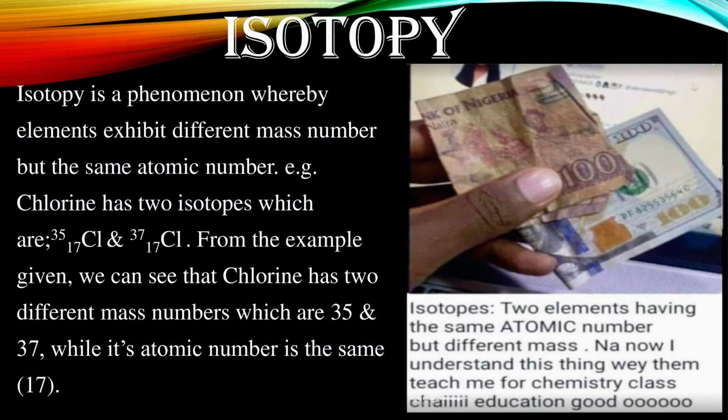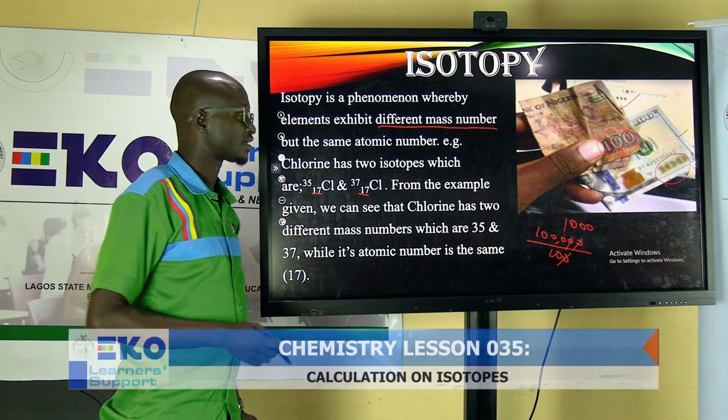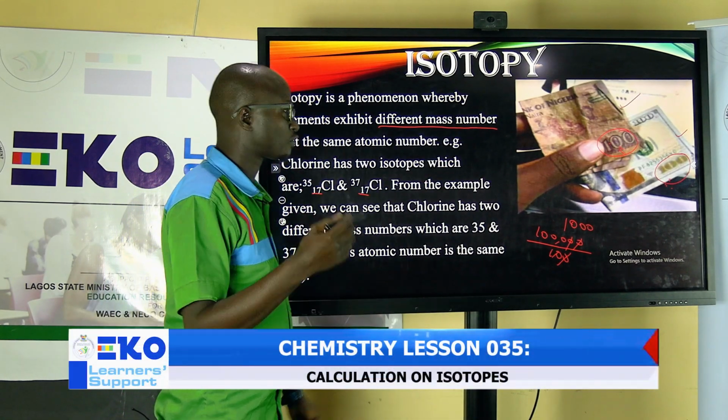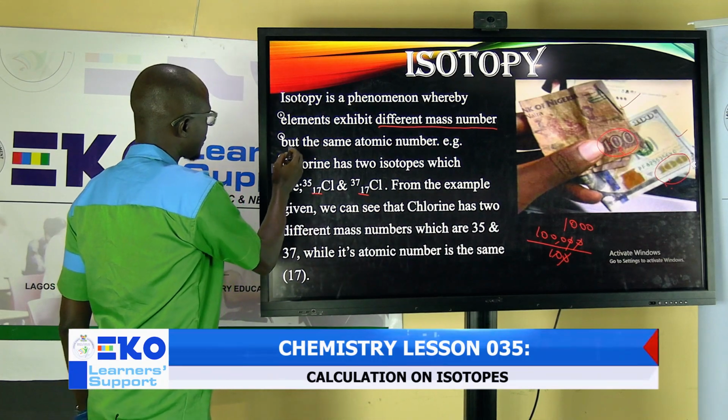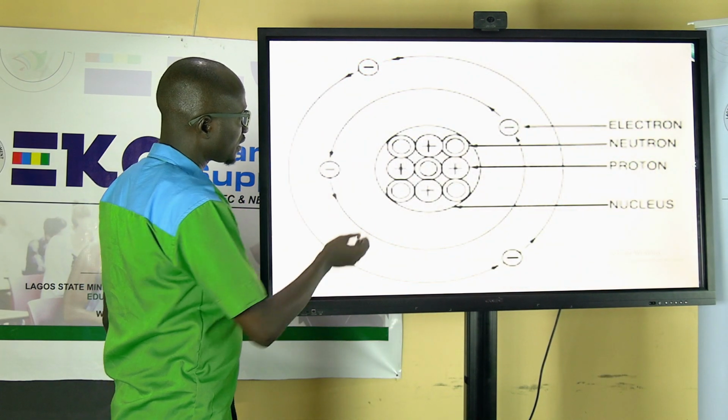So from the example given, we can see that chlorine has two different mass numbers, which are 35 and 37, while its atomic number is the same, which is 17. So that is what isotopy is. Please let us remember that definition and let us remember the illustration. Whenever we remember this illustration, we always remember the definition. So let's move on to understand better what isotopy is.